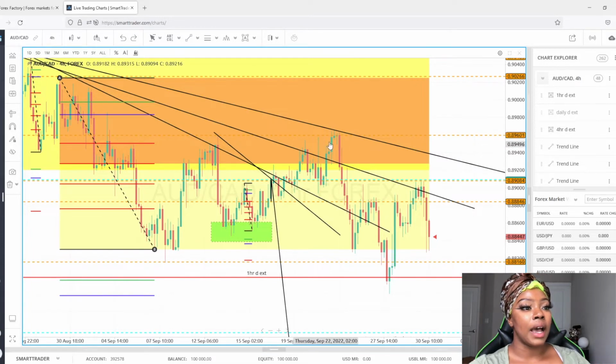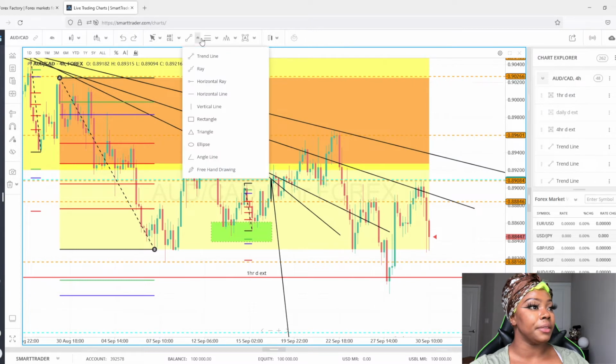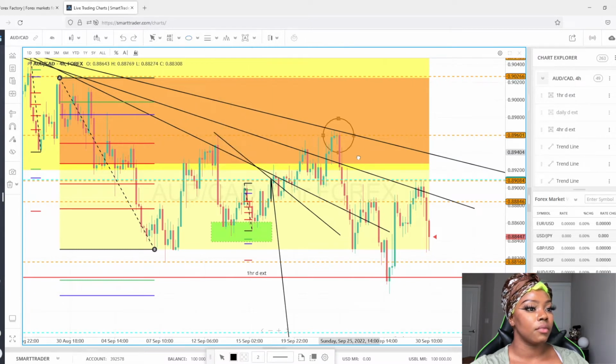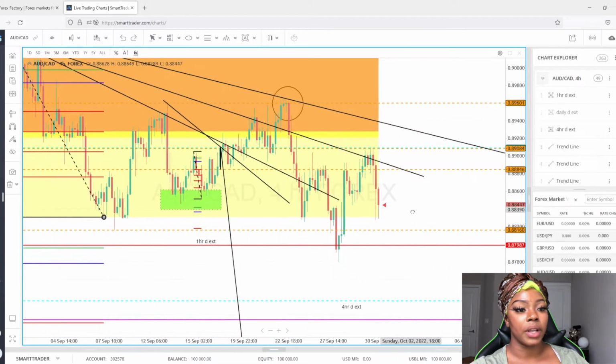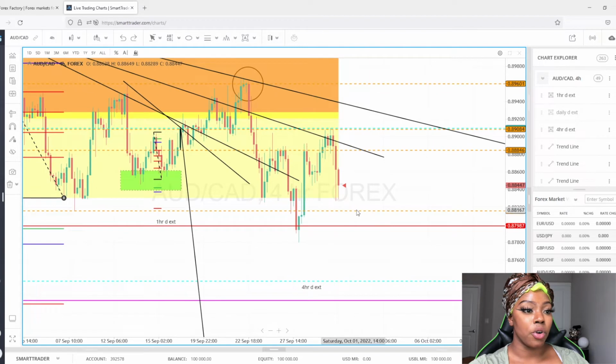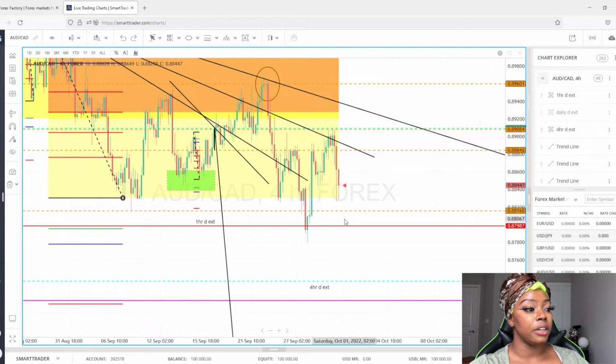Now that we got that last touch of the trend line here, right up in there, we see that we're moving bearish. So we're still on our way down. It looks like we are going to retest this 4 hour support here and then make our way down to the extension here. So that is the Aussie CAD. Still bearish.